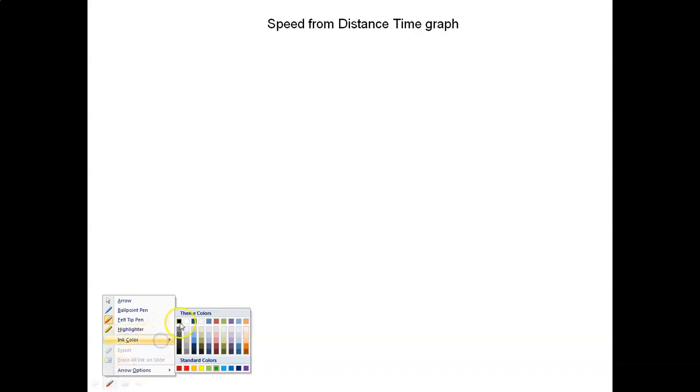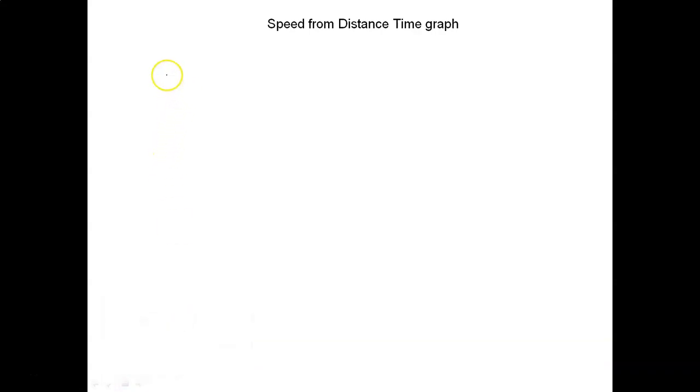Speed from distance time graph. It is a very important concept. Suppose I have the distance time graph like this. Just tell me on which axis I will take the time. Yes, on the x-axis, and distance on the y-axis.